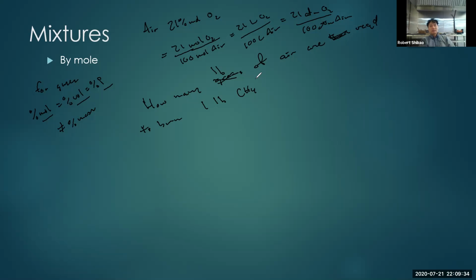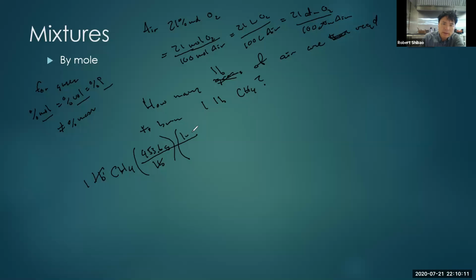Okay, so let's try to figure this out. I have 1 pound of methane. And so I'm just going to do stoichiometry here. Let's go pounds to grams. 453.6 grams per pound. So we get grams of methane, and then we're going to go to moles of methane.